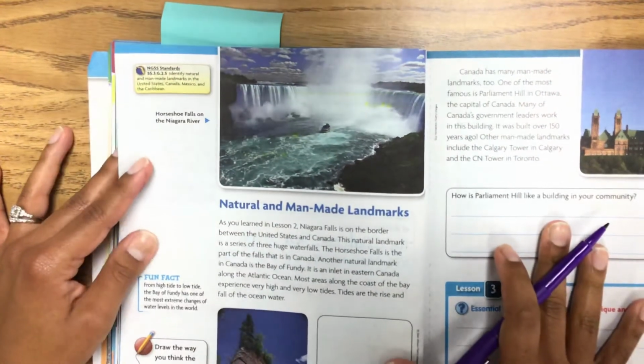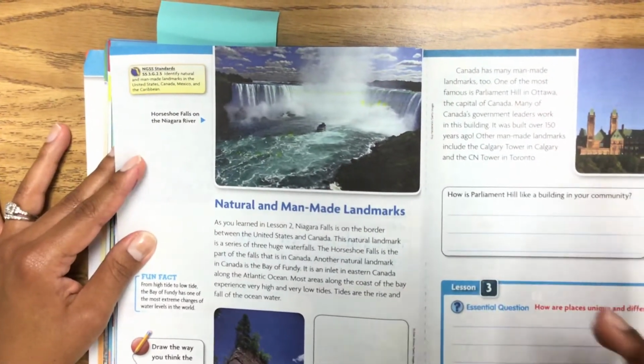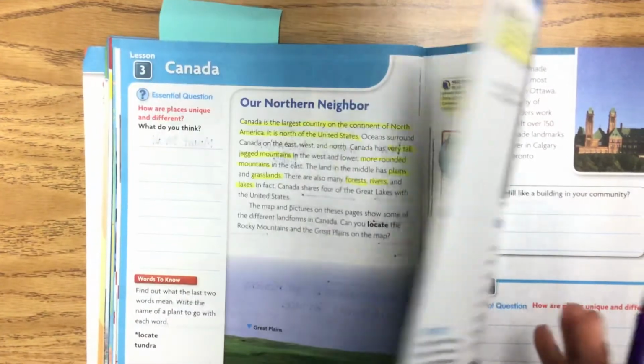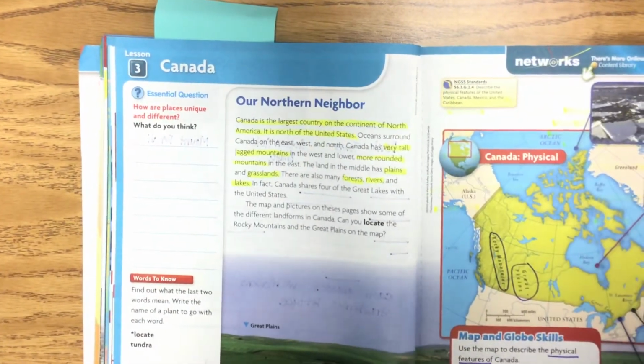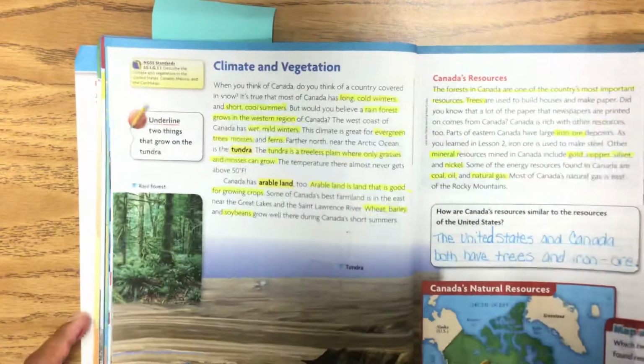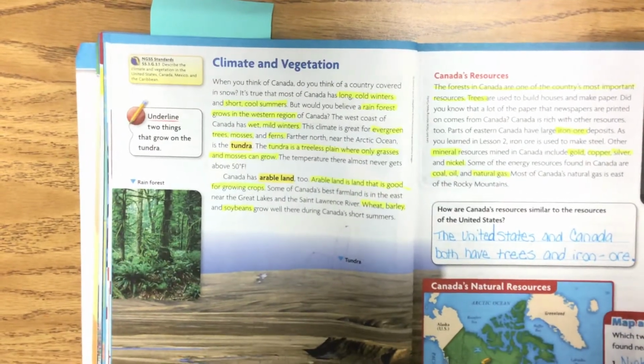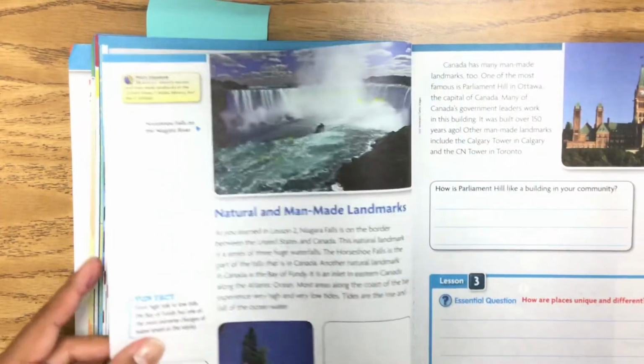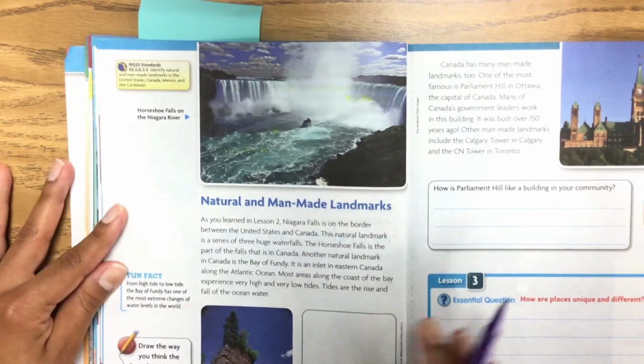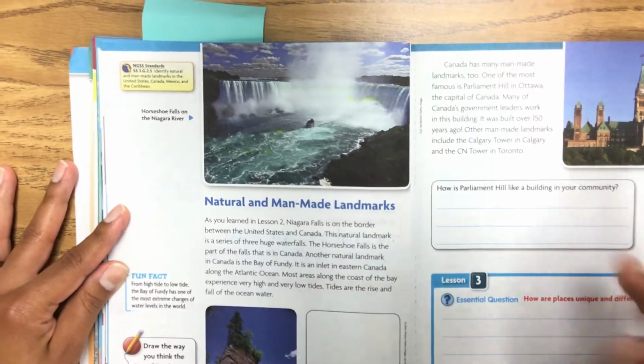Hi, boys and girls. Today in Social Studies, we are going to continue learning about Canada. Recently, we learned about Canada's physical features. We've also learned about its climate and vegetation, as well as its resources. Today, we're going to learn about its natural and man-made landmarks.